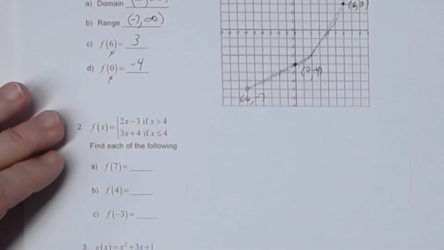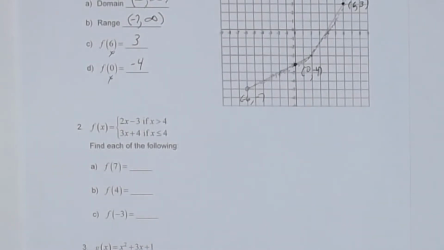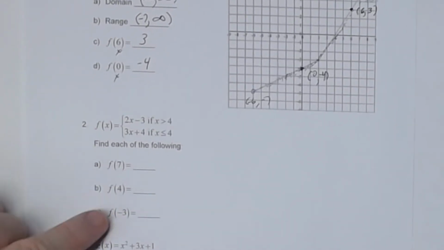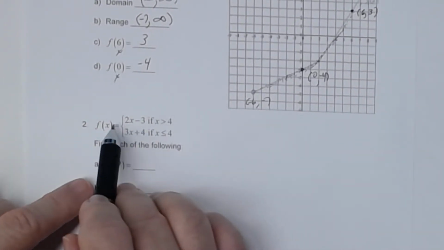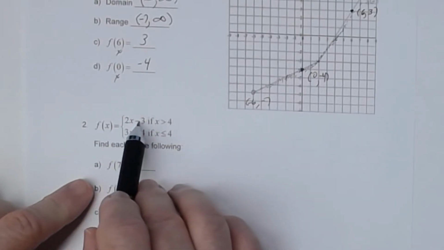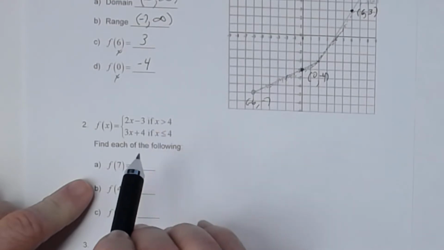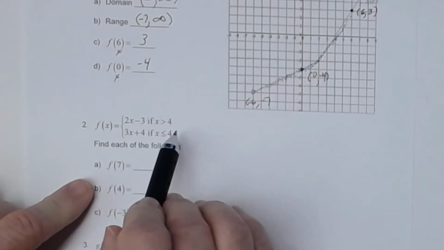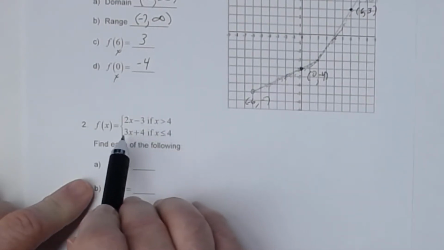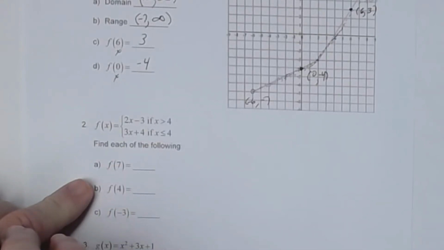Okay, number 2 discusses a piecewise function, and all you needed to do here was to evaluate this piecewise function at these values of x. All right, so remember f of x is equal to 2x minus 3 if your x value is greater than 4. And then if the x value is less than or equal to 4, then you're going to use f of x equals 3x plus 4.